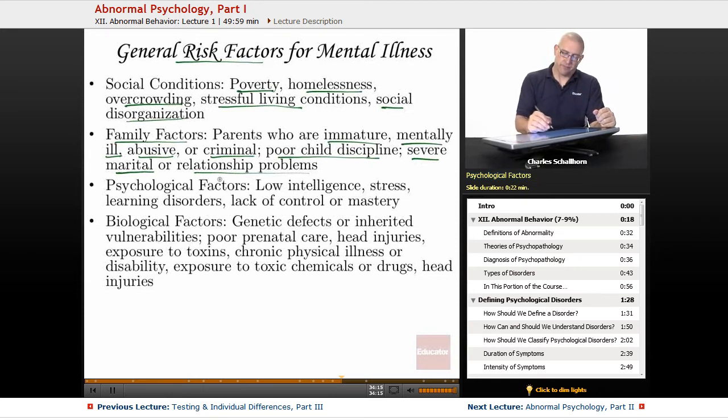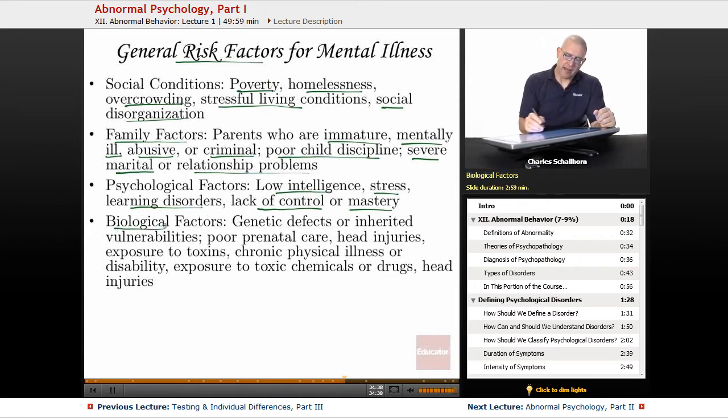Psychological factors: low intelligence, high stress, learning disorders, and a feeling of a lack of control or mastery over one's life. You start to see why so many people experience mental disorders now. Look at these factors. I mean, everybody probably experiences at least one of those. Then we haven't even gotten to all of them yet.